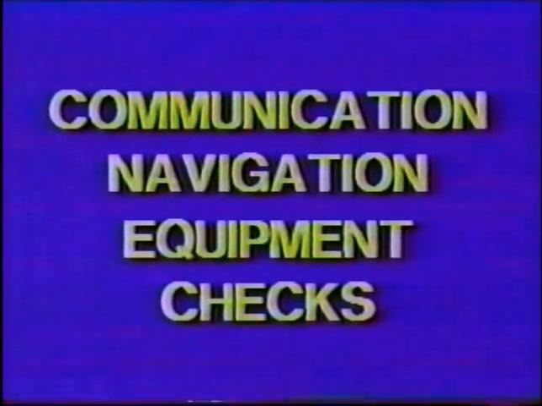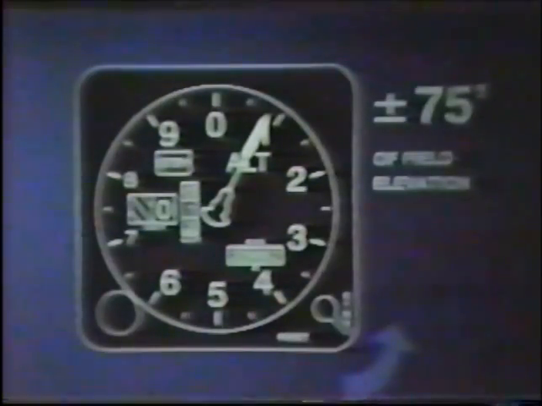Okay, it's time to do a communication and navigation check. The nav check can be done while taxiing. Next, check your altimeter and ensure your IP does the same by setting in the current reported altimeter setting. With the altimeter function switch in the standby position, you and your IP should be reading plus or minus 75 feet of the field elevation.